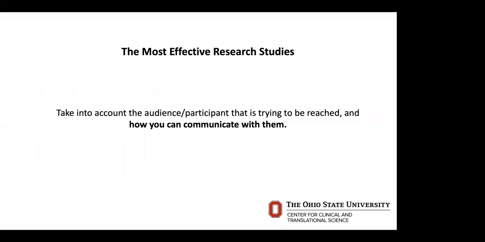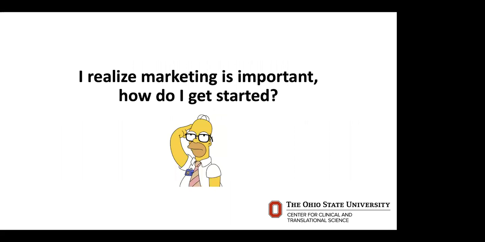So something to keep in mind generally is that the most effective research studies take into account the audience or participant that is trying to be reached and how that person can be communicated with. So what's the difference between communicating with somebody like me, 26, male, engaged, and somebody like Mary, somebody like Tiffany, somebody like my parents or grandparents? These are things that we should be keeping in mind when we develop communications to support the research that we're trying to do.